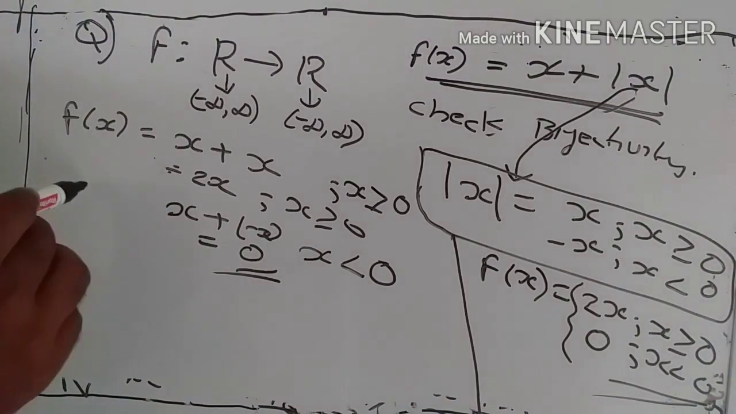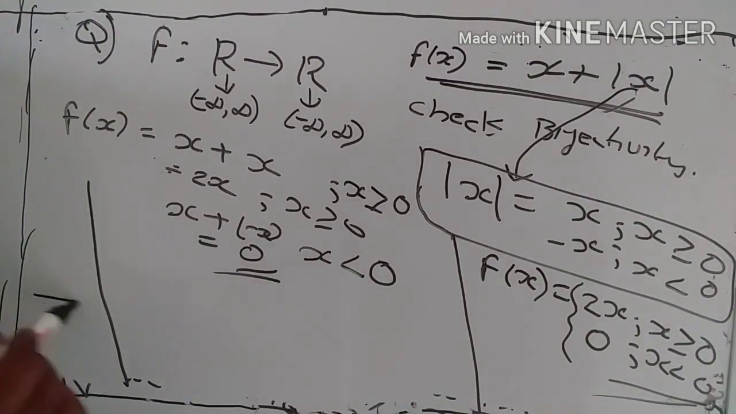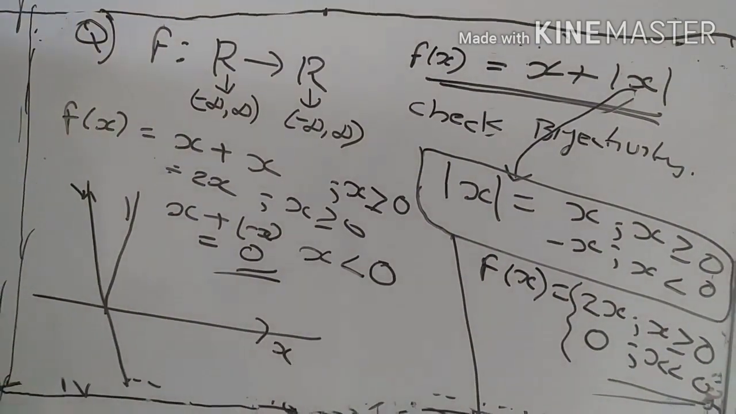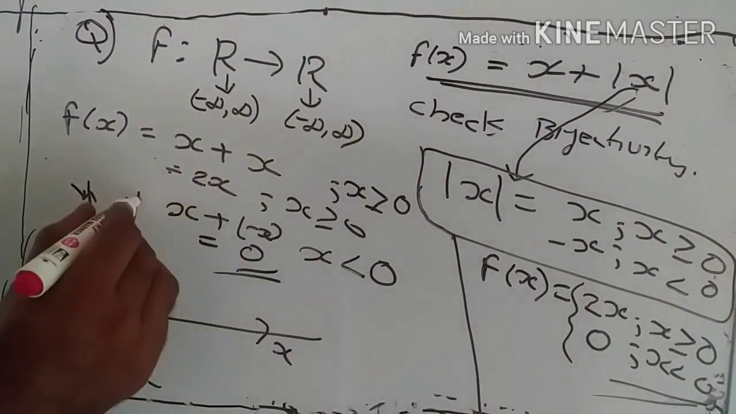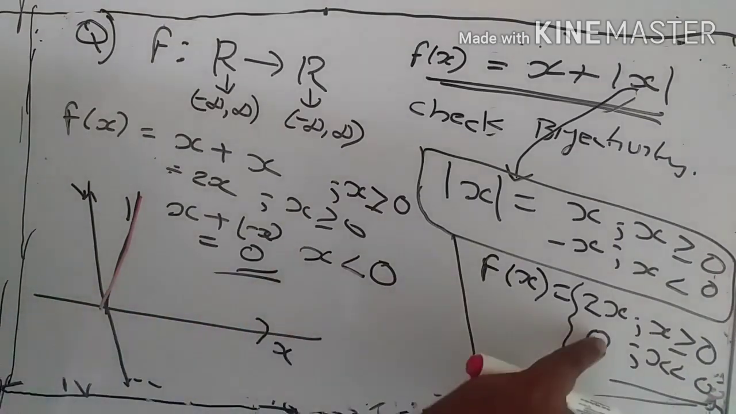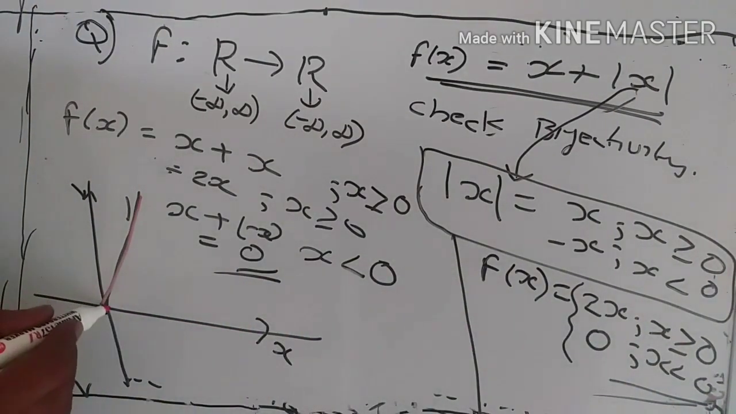Now we have to draw the graph of the function. For x greater than 0, y is equal to 2x. For x less than 0, y is 0. So this is the graph.